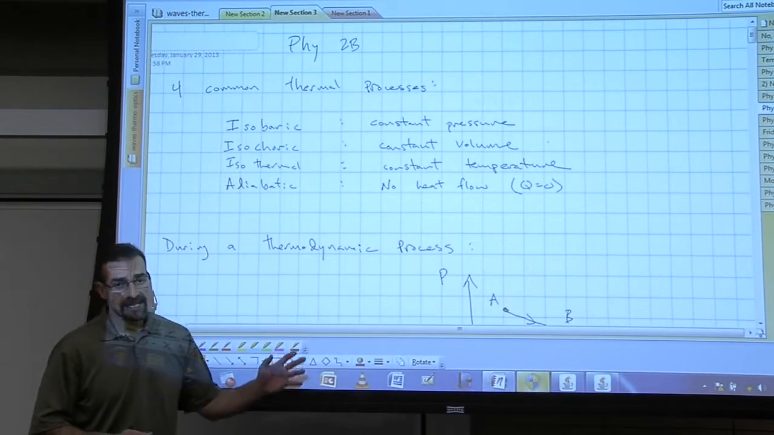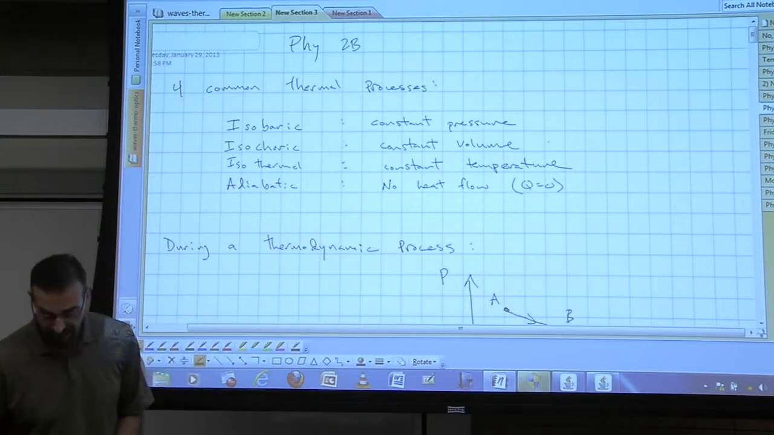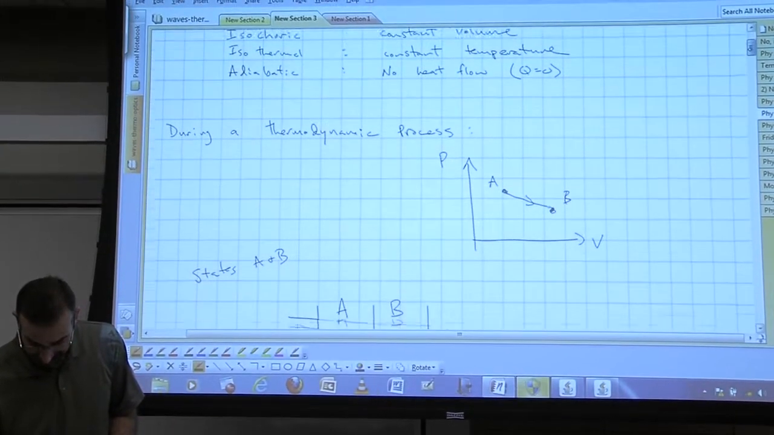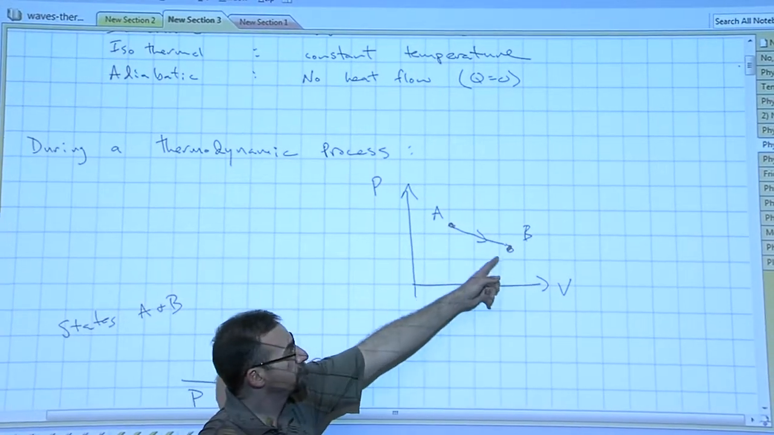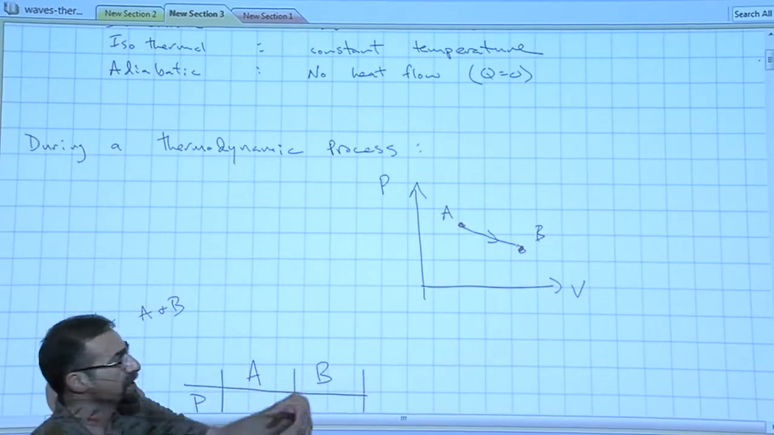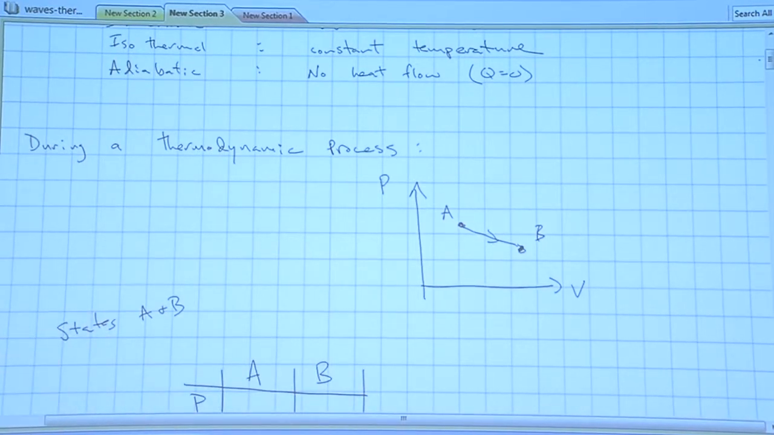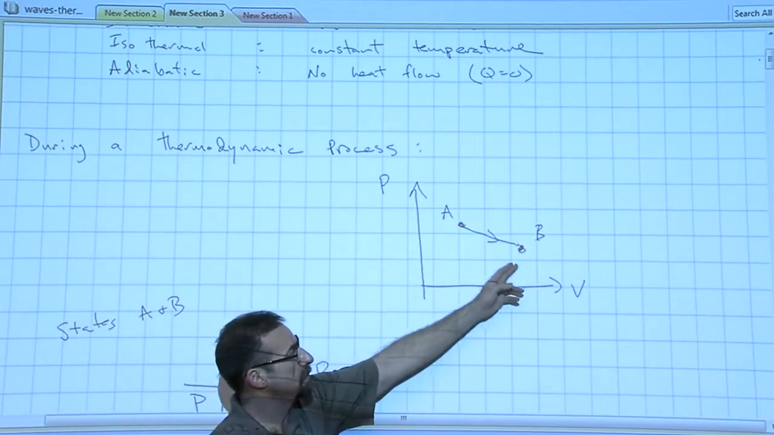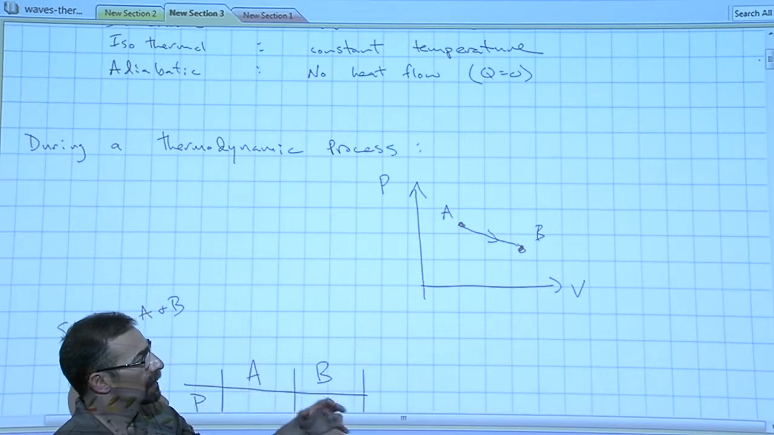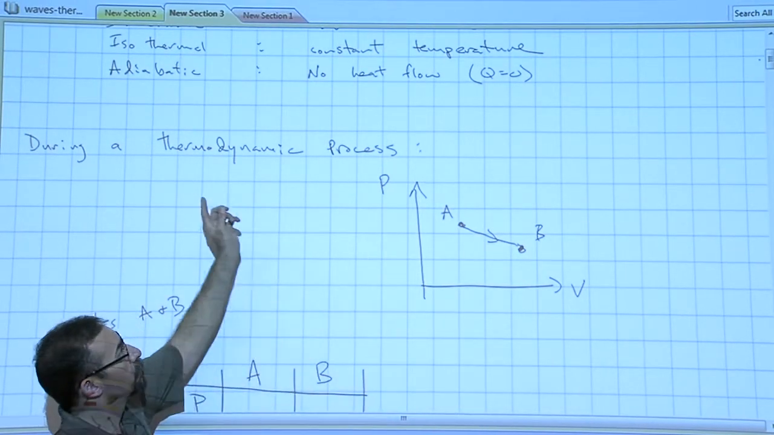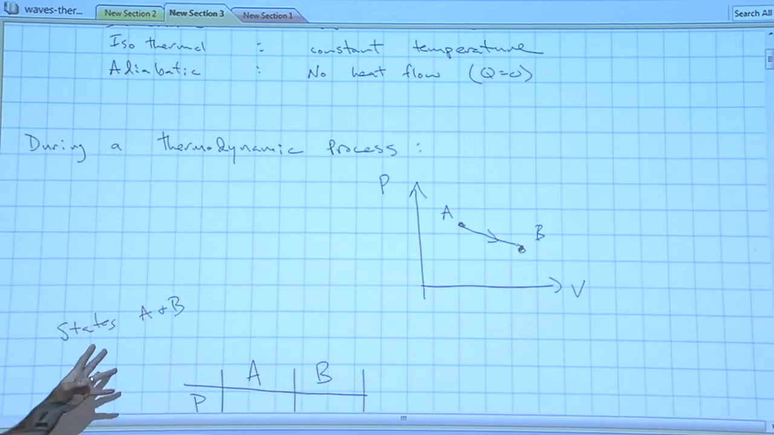When we look at a process on a PV diagram, like this one, we're going from state A to state B. Remember, the state of the gas is defined by pressure, volume, number of moles, temperature. That defines the state of the gas. And when we move from point A to point B, we can go quite a few different paths. And what's interesting are these four.